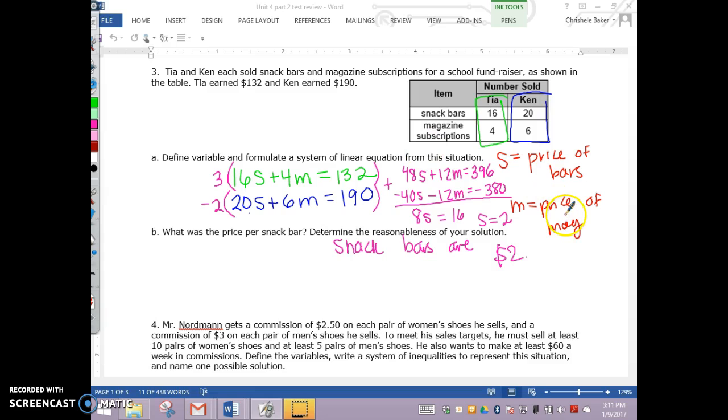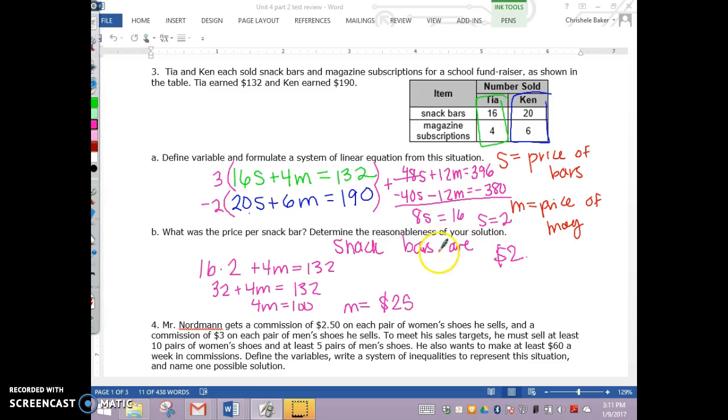Then that means that M, to find M, I'm going to plug back in. So I have 16 at $2 each, plus 4M equals 132. 16 times 2 is 32. So 4M equals 100, and magazines are $25. So it says determine the reasonableness of your solution.